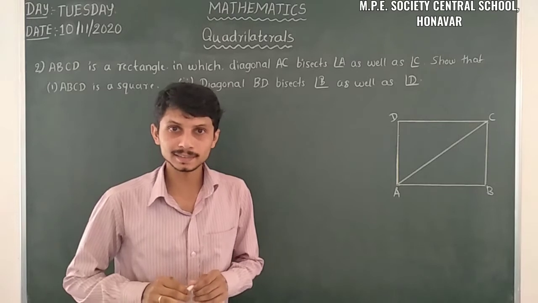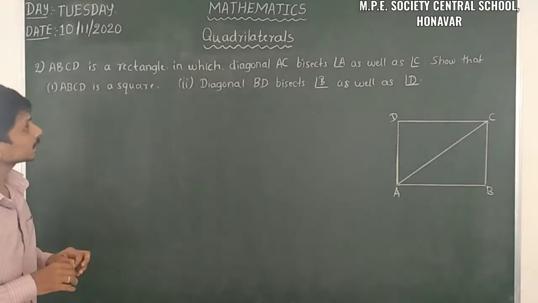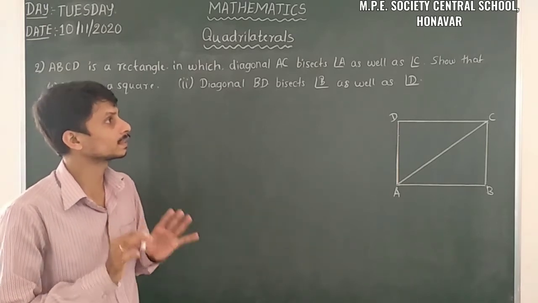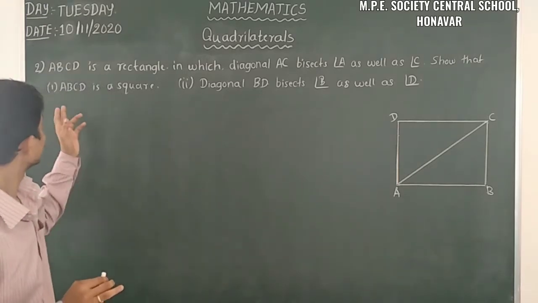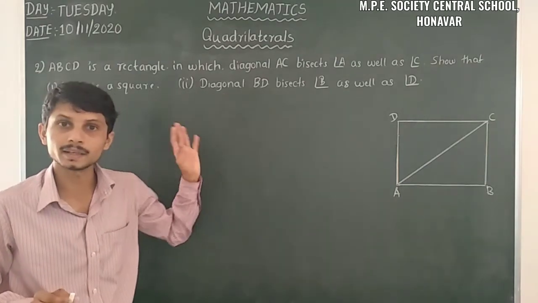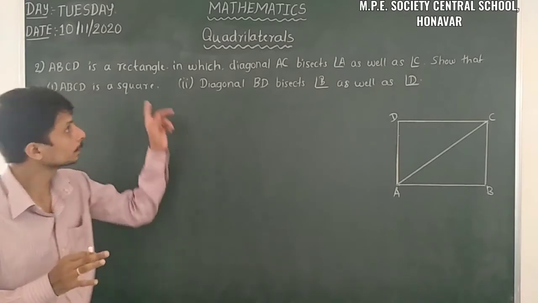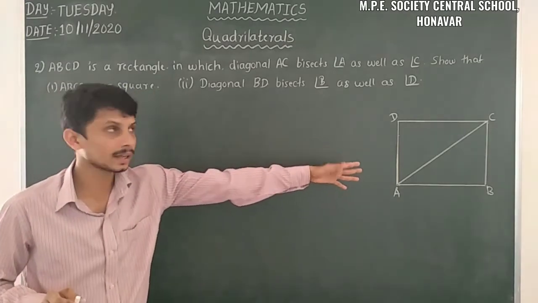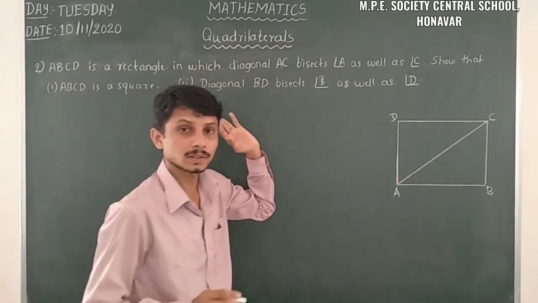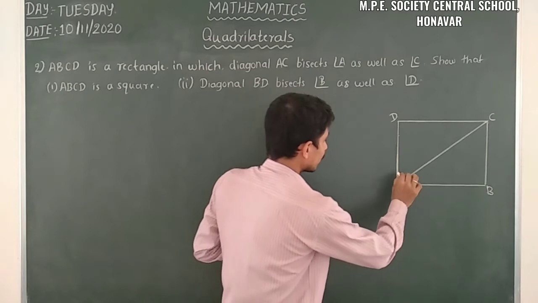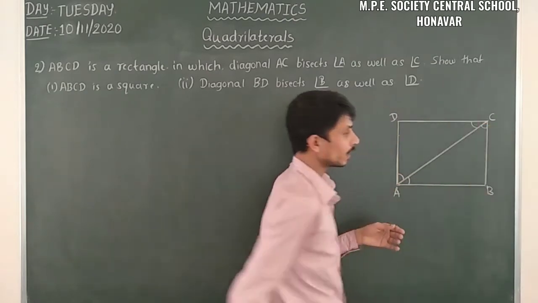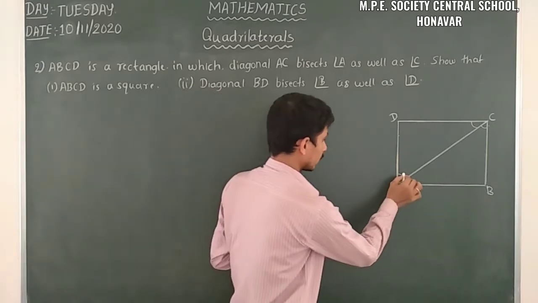The second problem tells us that ABCD is a rectangle in which diagonal AC bisects angle A as well as angle C. Show that ABCD is a square and diagonal BD bisects angle B as well as angle D. So it is given that ABCD is a rectangle, and the diagonal bisects angle A as well as angle C into two equal parts. That is, this is equal to this, and this angle is equal to this angle.